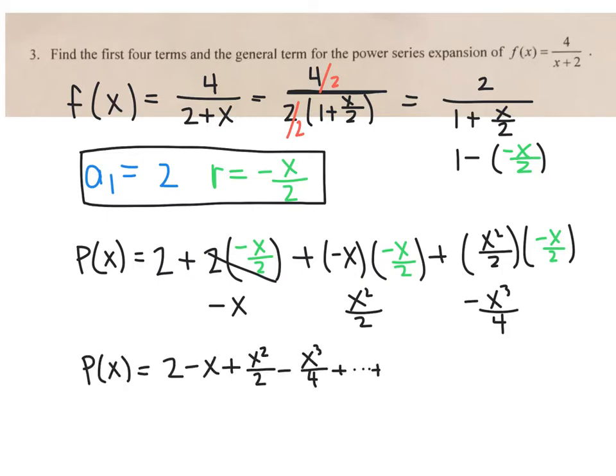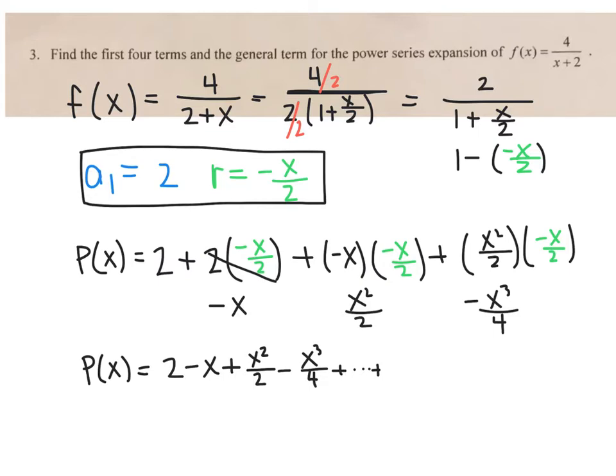Hopefully you cleaned yours up as well. Does yours look like mine? A sub 1, a sub 2, a sub 3, a sub 4. So dot, dot, dot, but I need the general term. So what am I seeing? I am seeing positive, negative, right? Positive, negative. So it is definitely alternating.